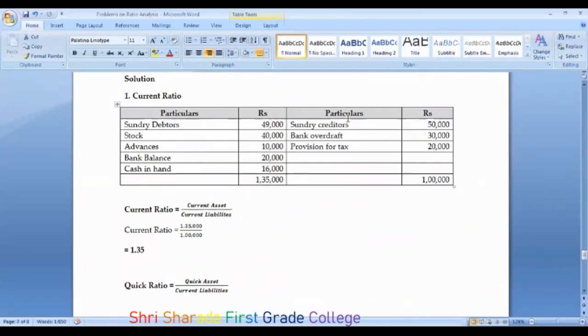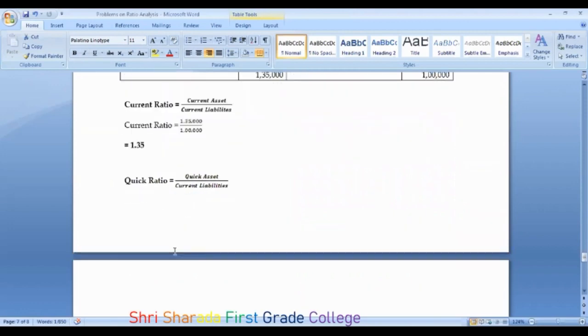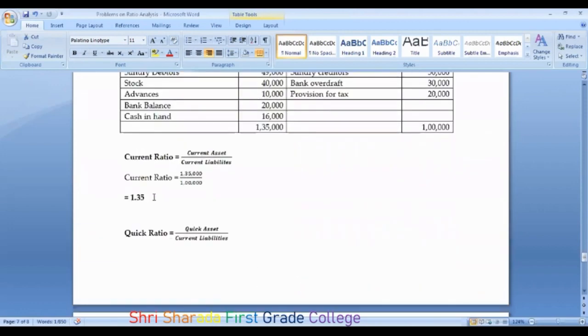In the same way, if you draw a column and write it, it will be very useful to understand it very clearly. So 1,35,000 divided by 1 lakh gives you 1.35 is to 1. Whenever there is no value also, you can just write it for the 1.